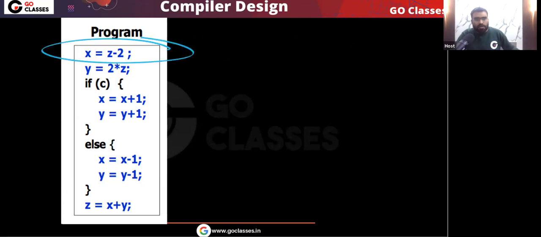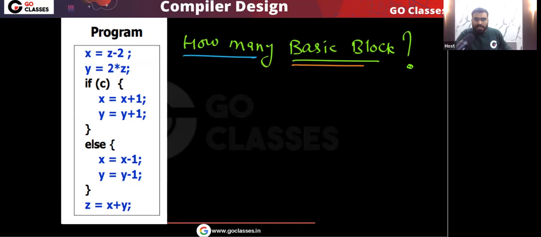Is this a basic block? Can I say this is a basic block? No, a basic block is maximal. As many instructions as you can take. So now I'm asking, how many basic blocks are there?